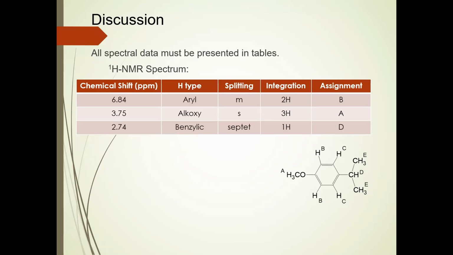So your table would look something like this. We have a peak at 6.84, hydrogen type, aromatic. Splitting was the doublet of doublets. Of course, you could also call it a multiplet. Integration was 2 hydrogens. Assignment, hydrogen B. And so you would do that for each of the hydrogens. If you have 5 unique hydrogens in your structure, you should have 5 rows. If you've got 6 unique hydrogens, you would have 6 rows.